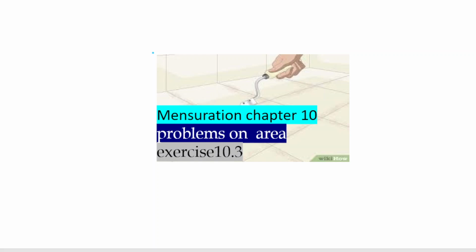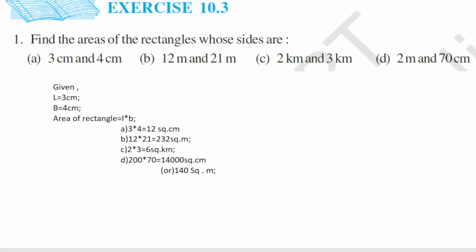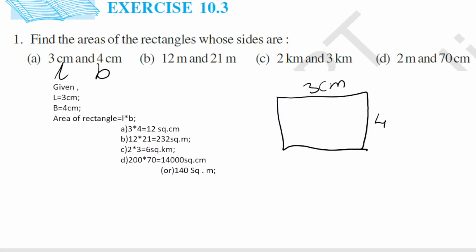Okay, let's go to problems. Find the areas of the rectangles whose sides are 3 centimeters and 4 centimeters. Here, given this 3 centimeters we can take as L and this 4 centimeters will be breadth. And you know that this is the rectangle whose length is given as 3 centimeters and breadth is given as 4 centimeters.